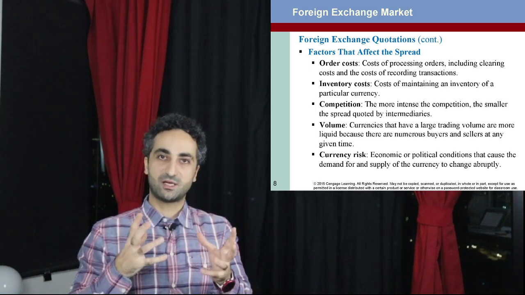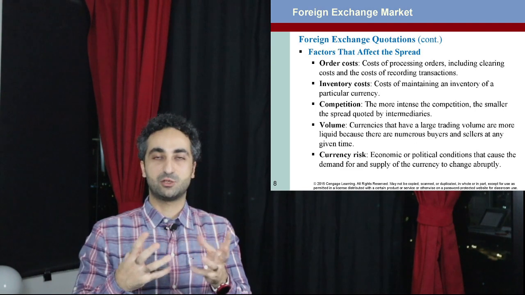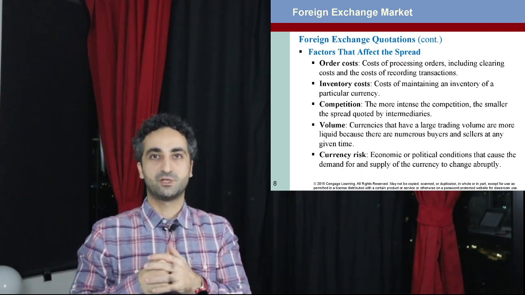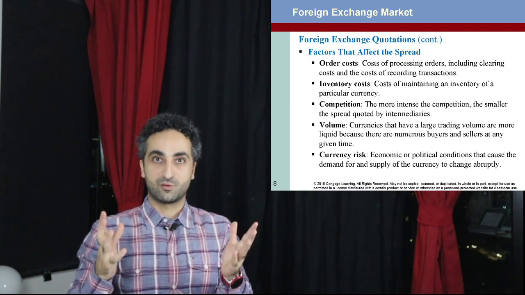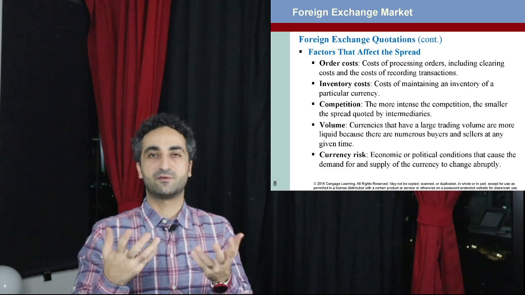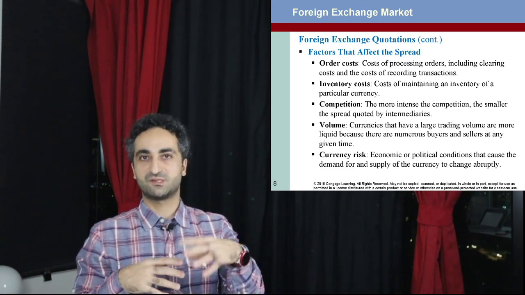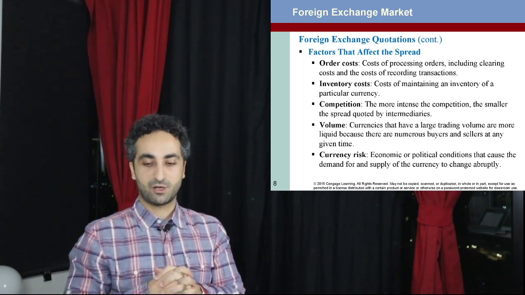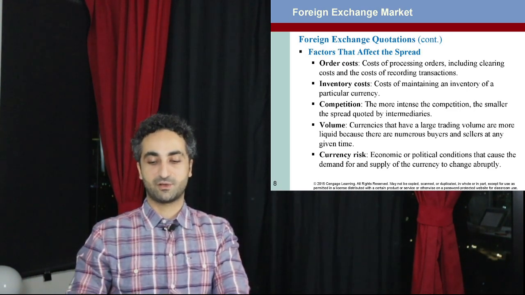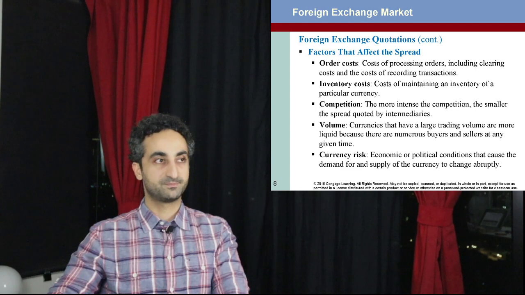So to sacrifice for that, basically, you need a high profit, right? High risk, high profit. So you notice the spread for Lebanese lira is very high, and not many shops would have it in the first place because it's high risk. Economic or political conditions can cause the demand and supply of the currency to change abruptly.